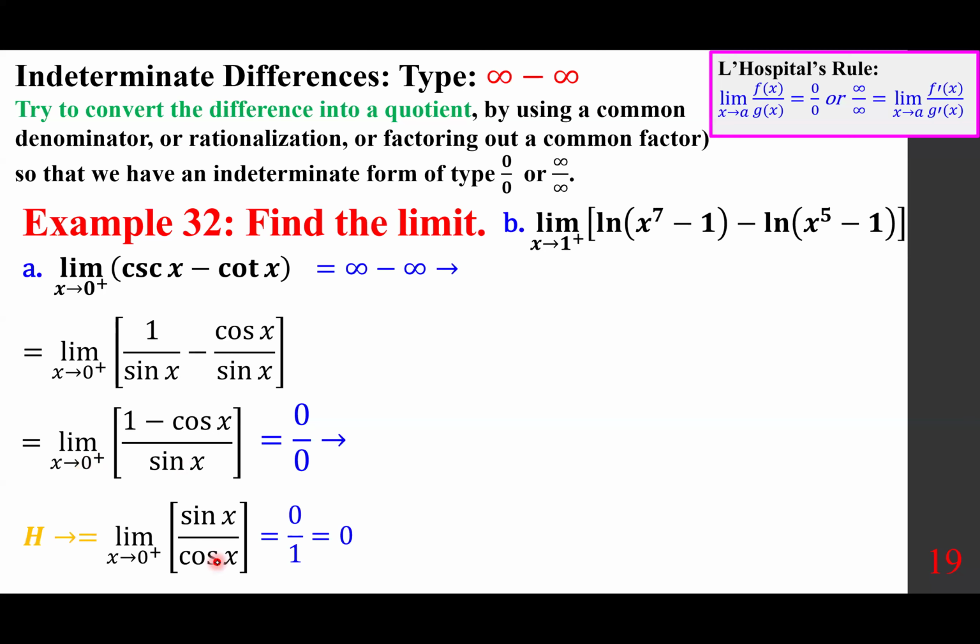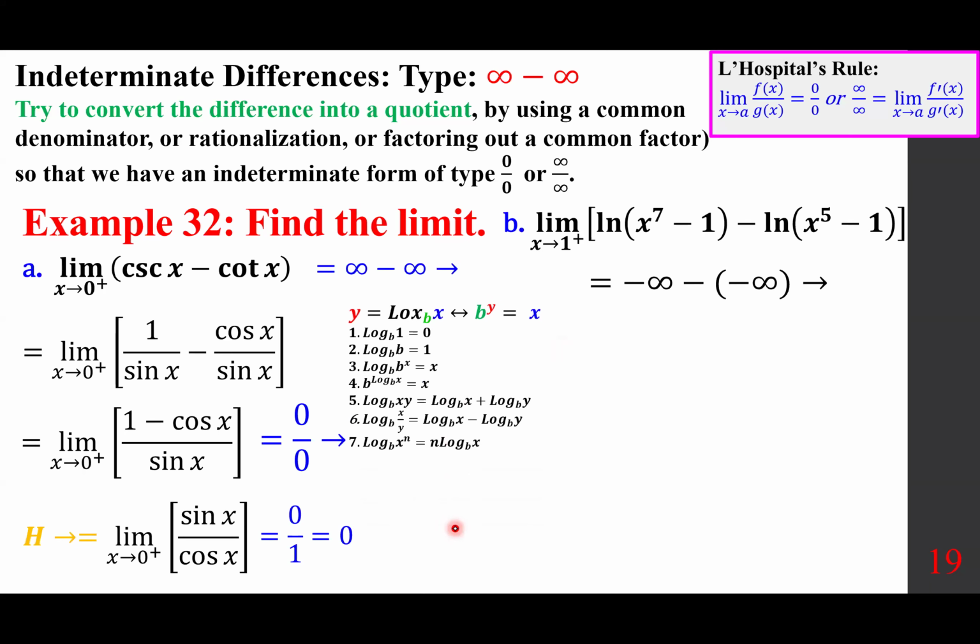What about this case? Again, if you plug in 1 from the right, it makes it ln of 0 from the right, and ln of 0, remember when you graph the ln, that goes down to negative infinity. It's minus infinity minus negative infinity. And again, it is an indeterminate form. So we use logarithmic properties. In this case, we can look at this one and see that we can use the quotient rule, number 6, and we're going to go from right to left.